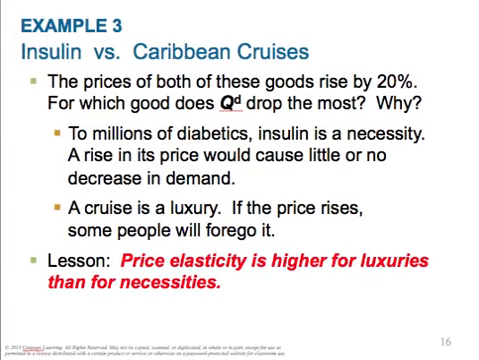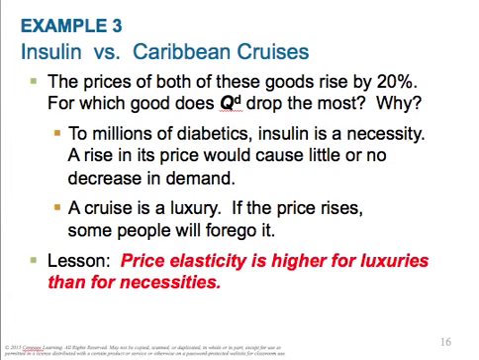Something like insulin, say for diabetics, versus Caribbean cruises. The price of both these goods rise by 20%. For which good does quantity demanded drop the most and why? To millions of diabetics, insulin is a necessity. A rise in its price would cause little or no decrease in demand. They still need it to function, to be healthy, to keep their sugars under control.